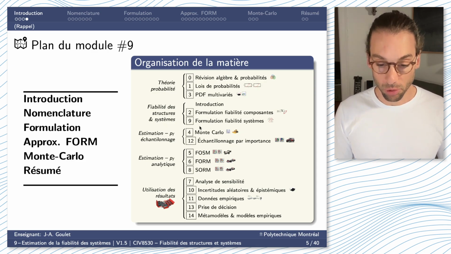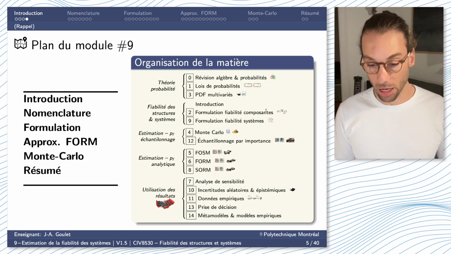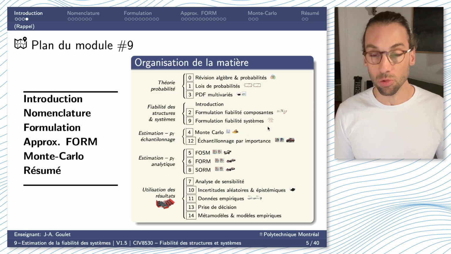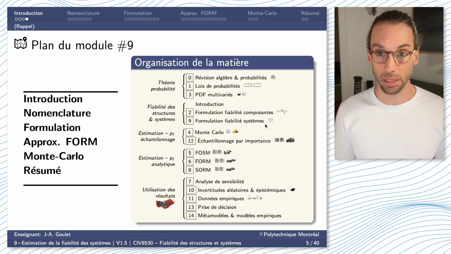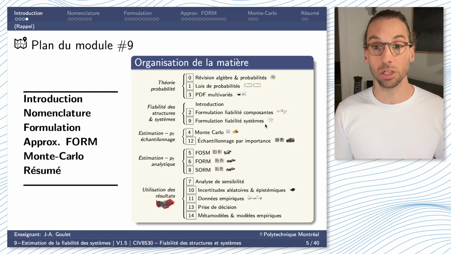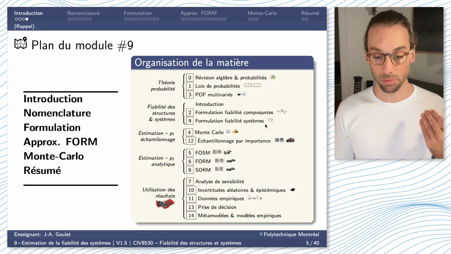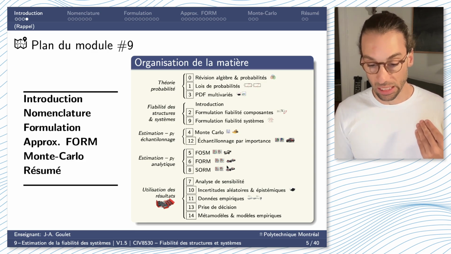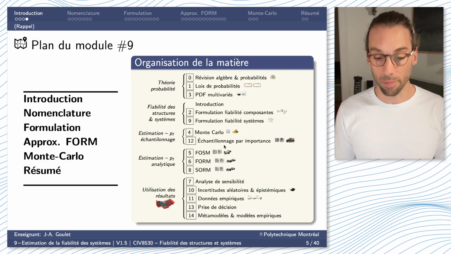So that brings us back here in a core module of how we can formulate a reliability problem, in this case, a system reliability problem. And that's going to reuse the concepts we saw in previous modules, notably what we saw in module 6 using the FORM method and in module 4 using the Monte-Carlo method.